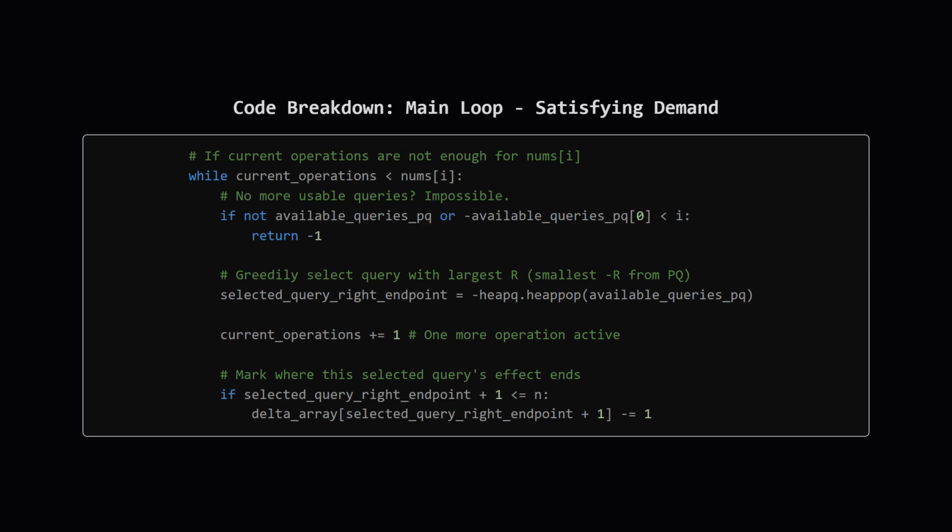We pop the top element from our priority queue. Remember, this is the negative of the largest right endpoint. We convert it back to the actual right endpoint. This is our selected query. We increment our count because we've just activated one more.